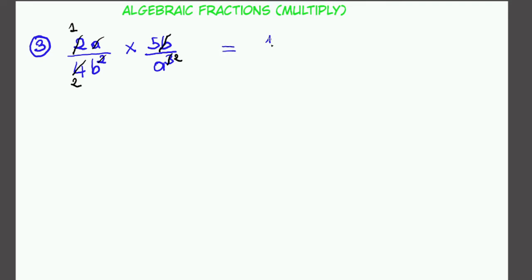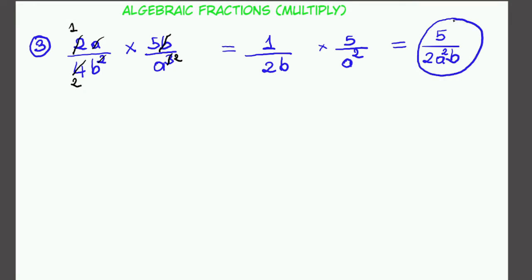We are left with 1 divided by 2b times 5 divided by a squared. Let's go ahead and multiply to get the answer. So 1 times 5 is 5, and 2b times a squared is 2a squared b. And this is our final answer.